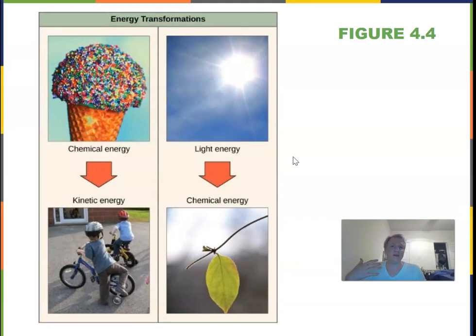In the next lecture, we're going to talk about transformations of energy. We're going to talk about chemical, kinetic, and potential energy.